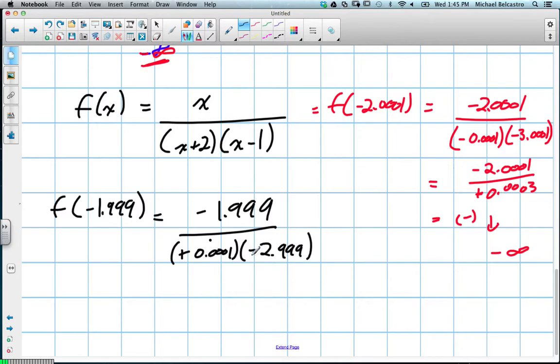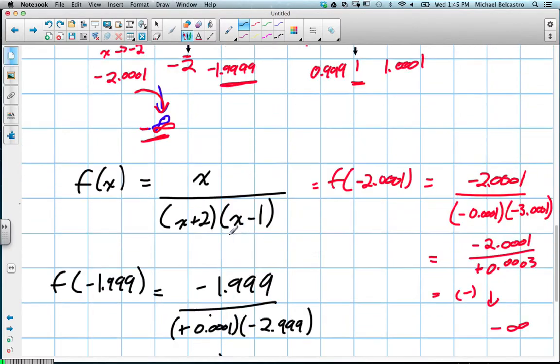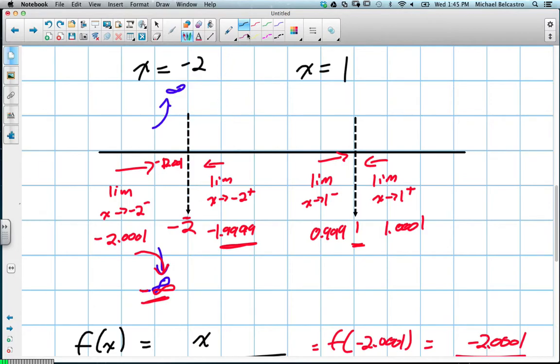So here, we get a negative and a negative, so we'll have a negative on top. And our positive times a negative gives us a negative on the bottom. So we end up with a positive value. So our positive value is informing us that when we are approaching this limit from the right, we are actually approaching positive infinity at this point. And I should do those in different colors, I suppose. So we're approaching positive infinity from the right, and we're approaching negative infinity from the left.